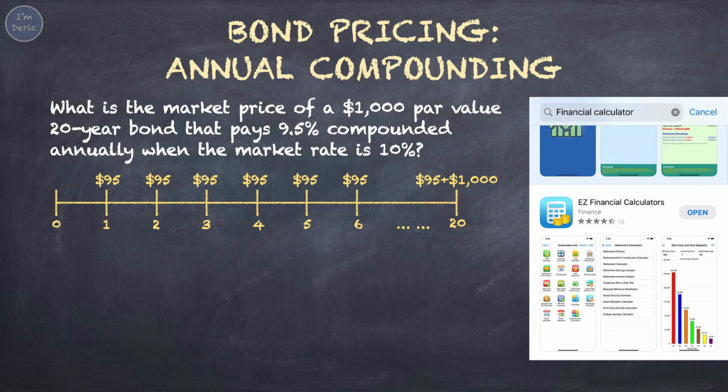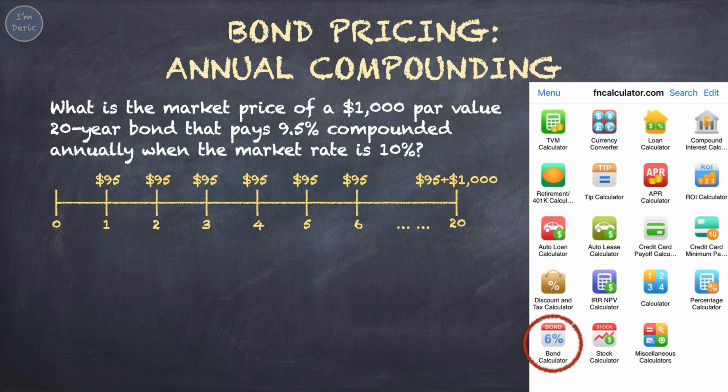To calculate the market price of the bond, you need to use an app called Financial Calculator. You may download it from Google Play Store or Apple App Store. Just search Financial Calculator, you will find it. After downloading it, look for Bond Calculator and click to open it.